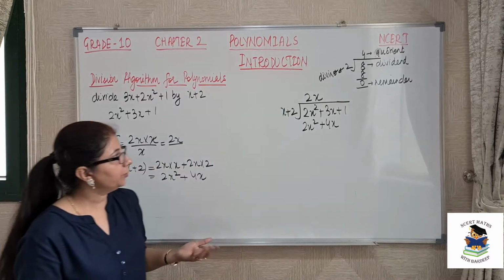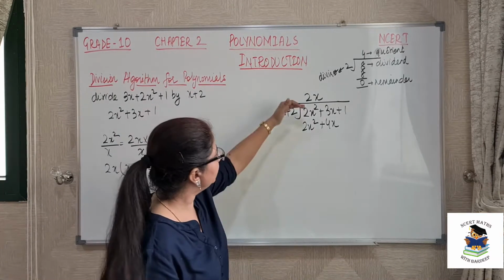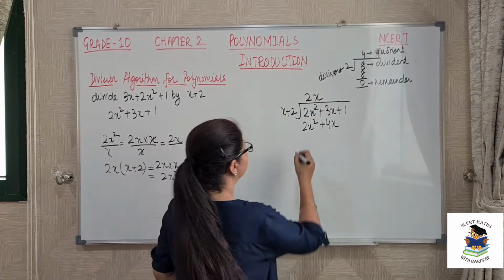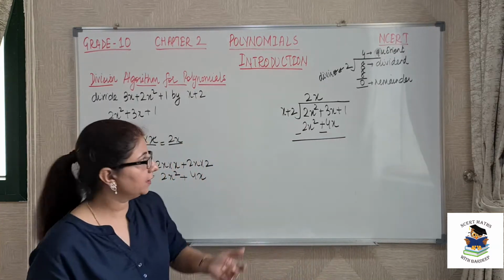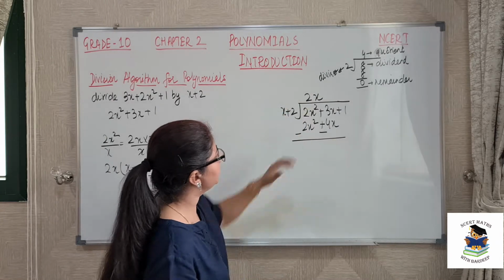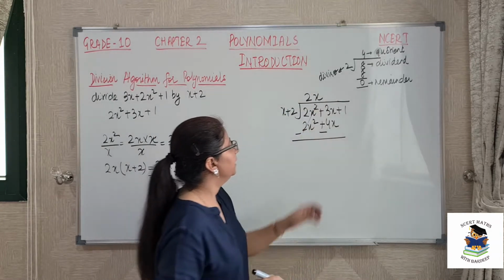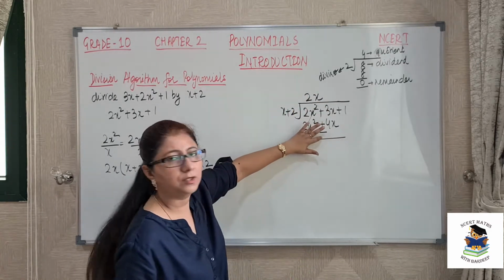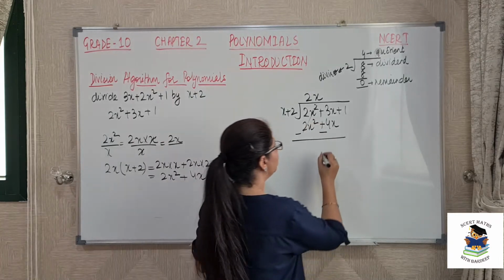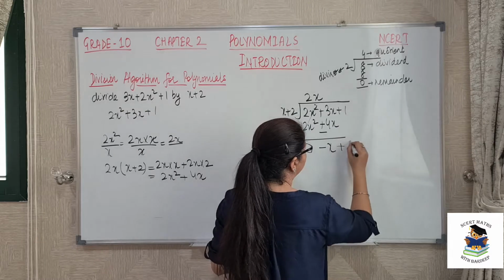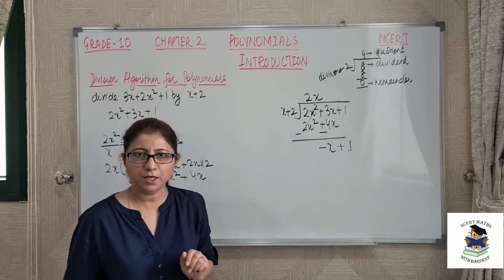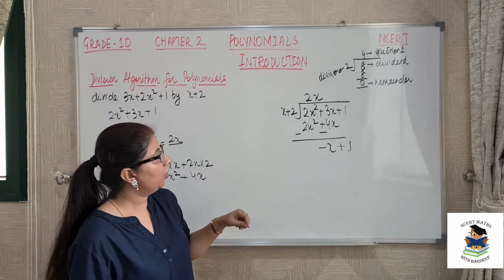So now what to do in normal division also? We will subtract these terms. So this is minus minus. Change the sign when we are subtracting. This term is the same, so it will be cancelled. Now this is plus 3x minus 4x. So this will be minus x. Okay, and the remaining term we will put down. Okay, so now what to do?